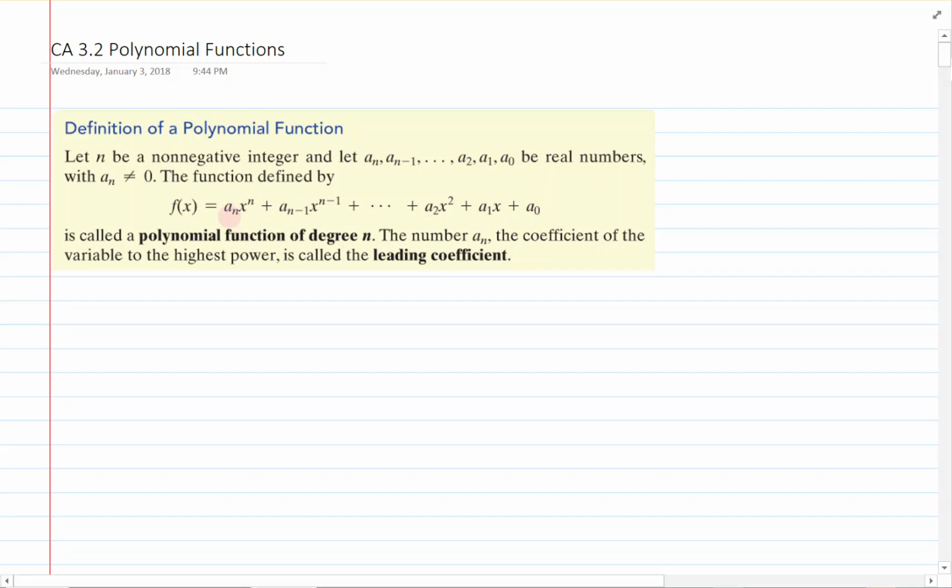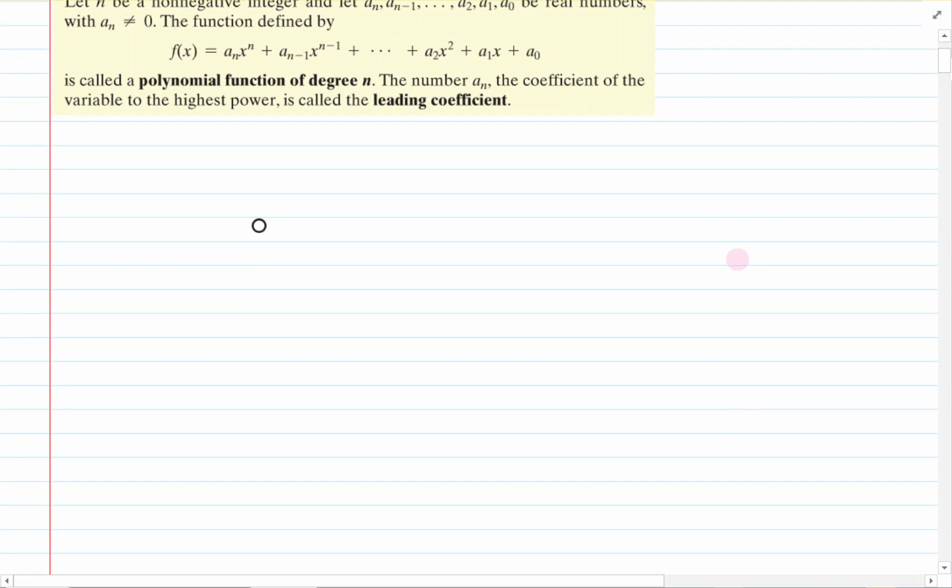The coefficient of the leading term is the leading coefficient. Now we're going to have a little discussion about what is the behavior of these graphs, and it's going to be determined by, number one, the degree, the highest power, and the sign of the leading coefficient, whether it is positive or negative. So I'm going to push this out of the way and begin to make a chart.